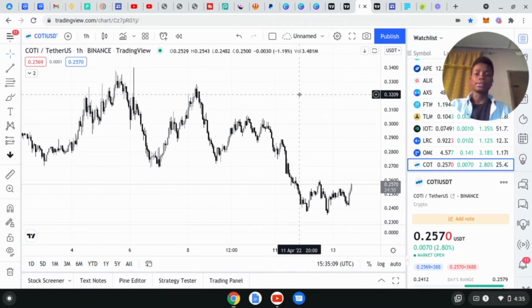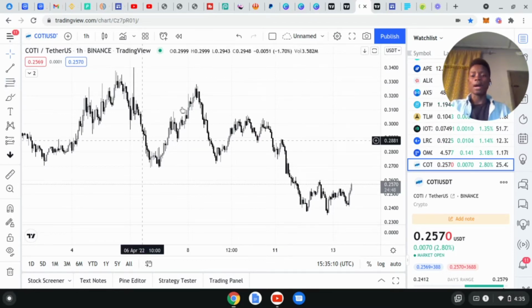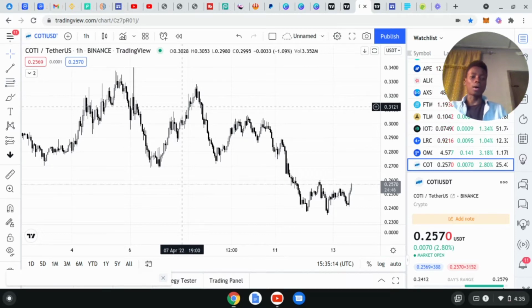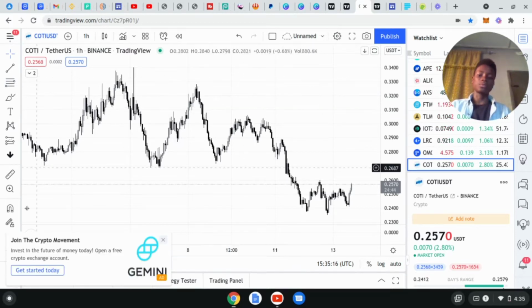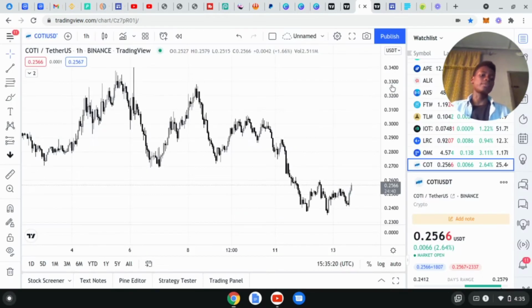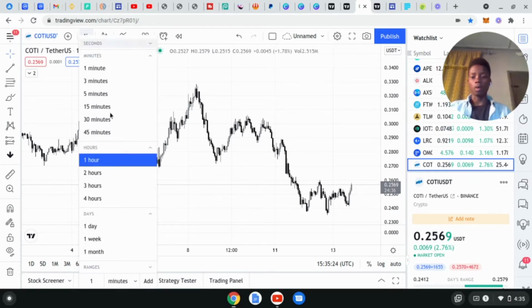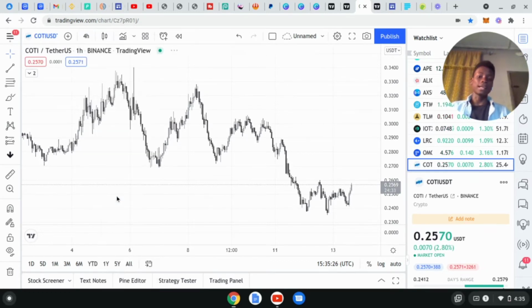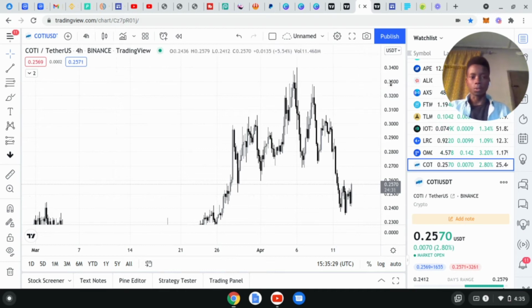So I'm more of a day trader. So I trade on the daily, 4 hour, and 1 hour time frame, and if possible 15 minutes. Except when I'm scalping, that's when I go to a lower time frame like the 5 and the 15 minutes time frame. So right now I will just go to the 4 hour time frame to clearly see my market structure.